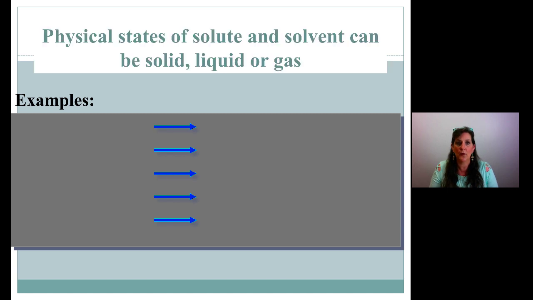There are many examples of the physical states of solute and solvent. It's not just always a solid in a liquid. For example, we can have a gas in a liquid like carbonated soda. We have the CO2 gas pushed down under pressure into the liquid, and then when you open up the carbonated soda, some of that gas is released as the pressure becomes less and you open it up. So you can have a gas solute in a liquid solvent and make a solution.